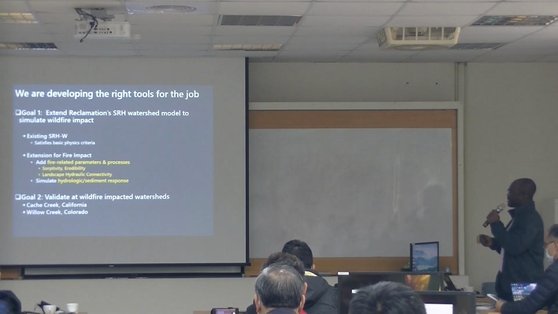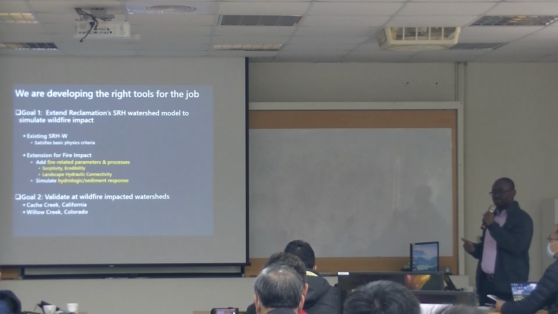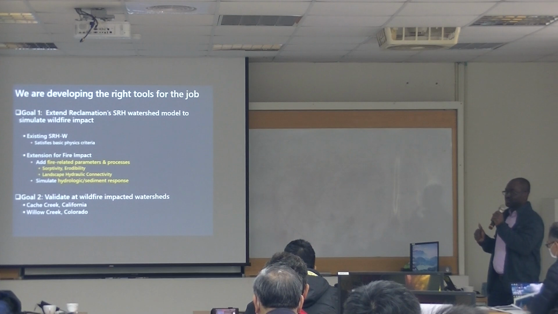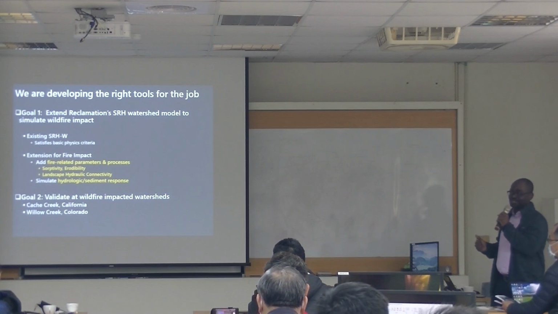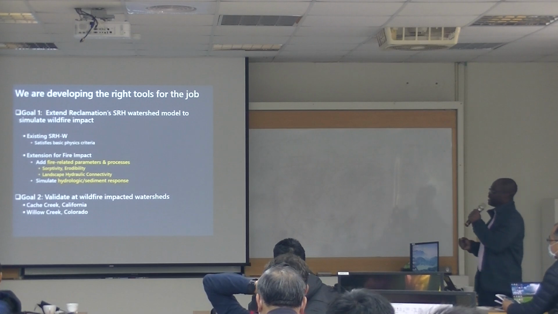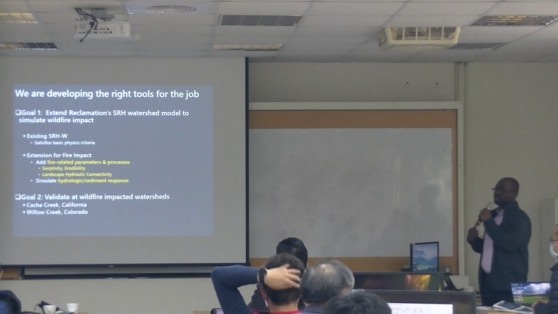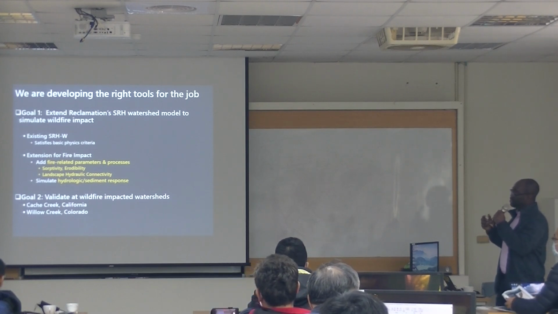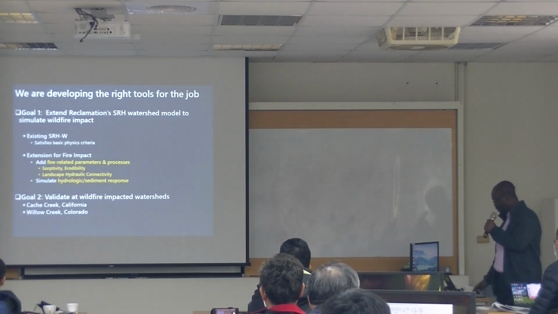In terms of fire, we're looking at how to represent the fire-induced soil water repellency. We're figuring out a way to incorporate that. We're also figuring out a way to incorporate the change in soil erodibility from the fires, and also the landscape hydraulic connectivity, the impact that the burn distributions have. Once we're done with that, we're going to validate the model with data from two watersheds. We already have data for Cache Creek. There is also an ongoing data campaign in Willow Creek that has been going on right after the fire. I think it's in its third year. They're still collecting data, so we'll have a lot of data to use.